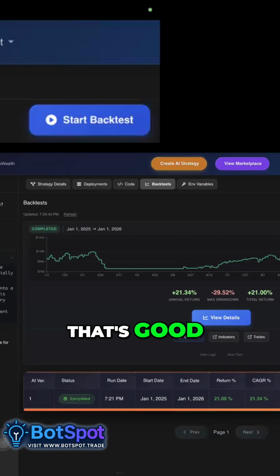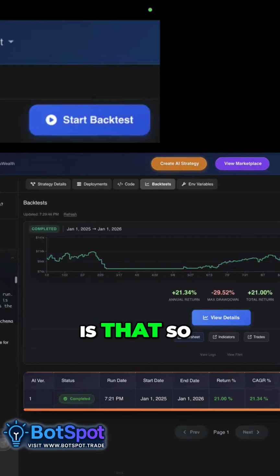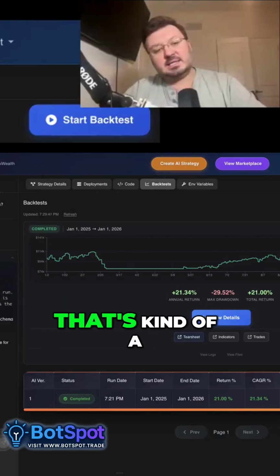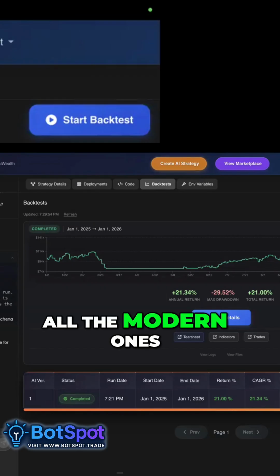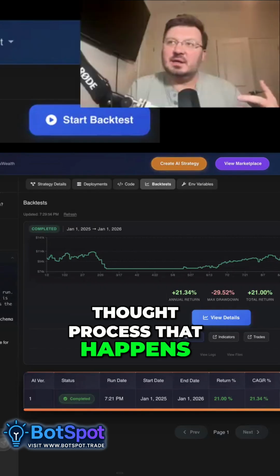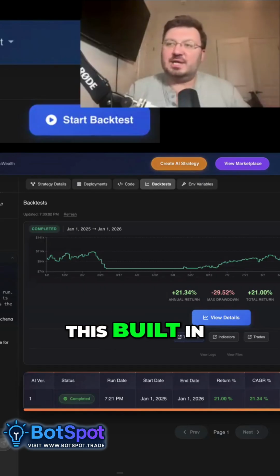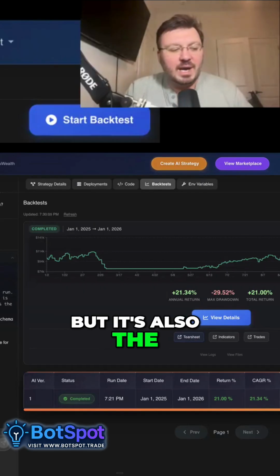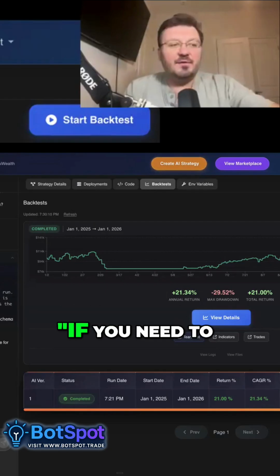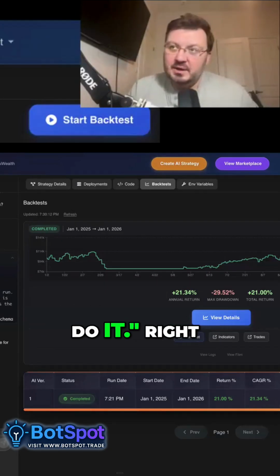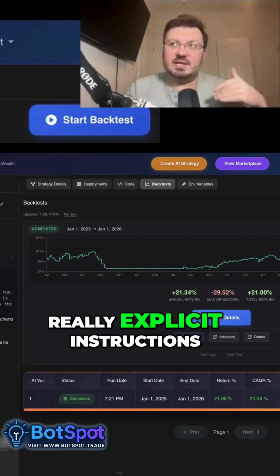No, that's good. Is that a feature in a certain LLM? So that's kind of a feature of a lot of LLMs now. All the modern ones have this thought process that happens. GPT 5.2, Gemini 3, they all have this built in. But it's also the way that we have architected it within our system. Because we explain to it, if you need to analyze trades, this is how you do it. If you need to do whatever searching, this is how you do it. We give it really explicit instructions.